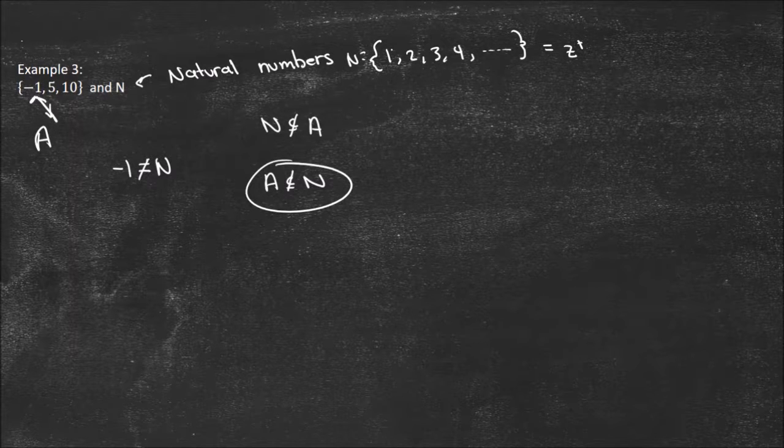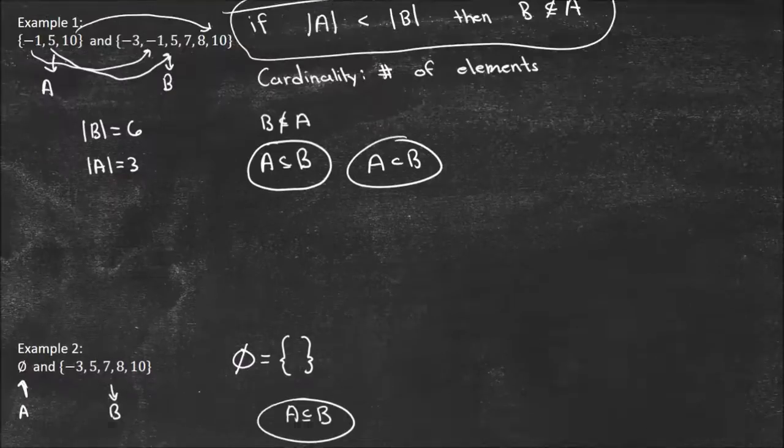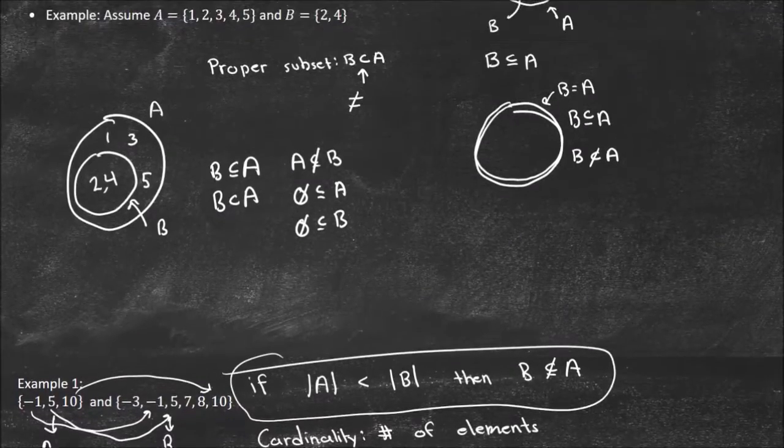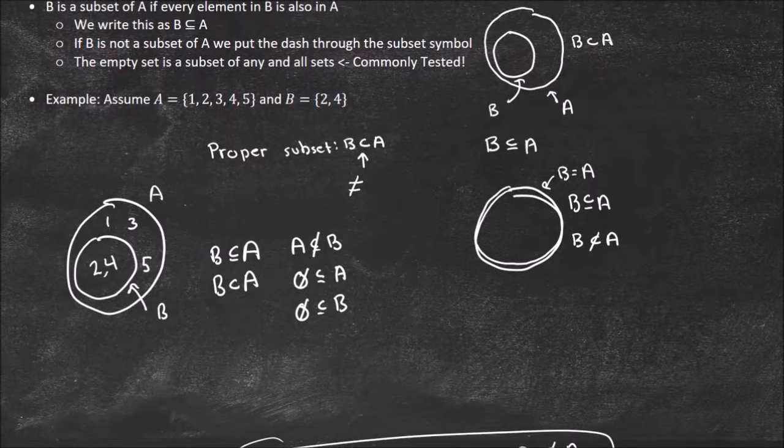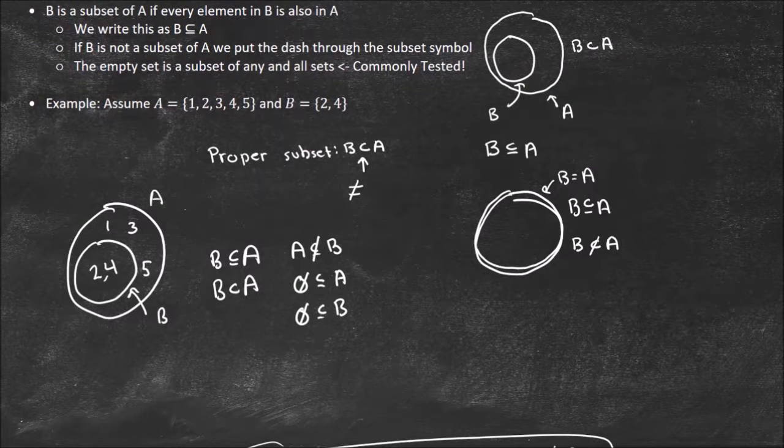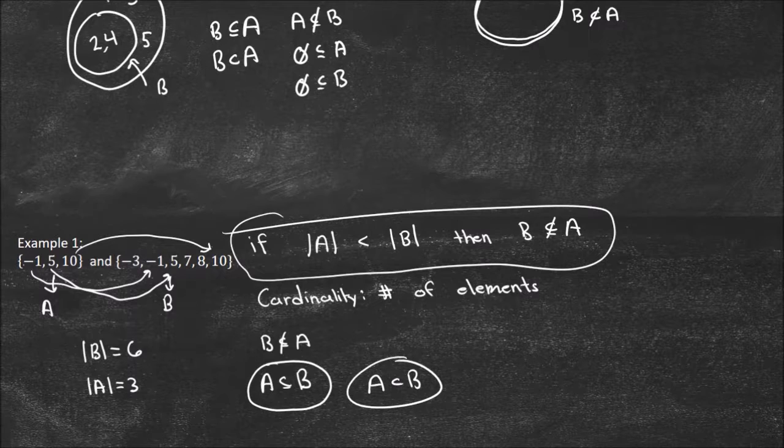So that's all I have for this video. Hopefully that makes sense. Knowing and understanding subsets and the difference between proper subsets is pretty important, and you're going to have it come up a lot. So definitely know the empty set is a subset of any and all sets, a very commonly tested topic, and also know the rule about cardinality that I wrote down here. If the cardinality of A is less than B, then B cannot be a subset of A. Just an important rule to note, and it should be pretty intuitive.